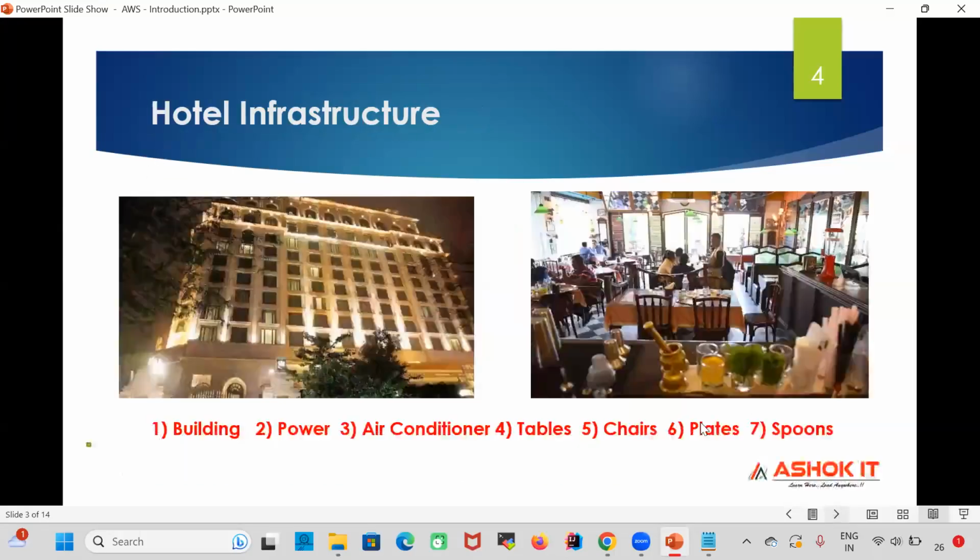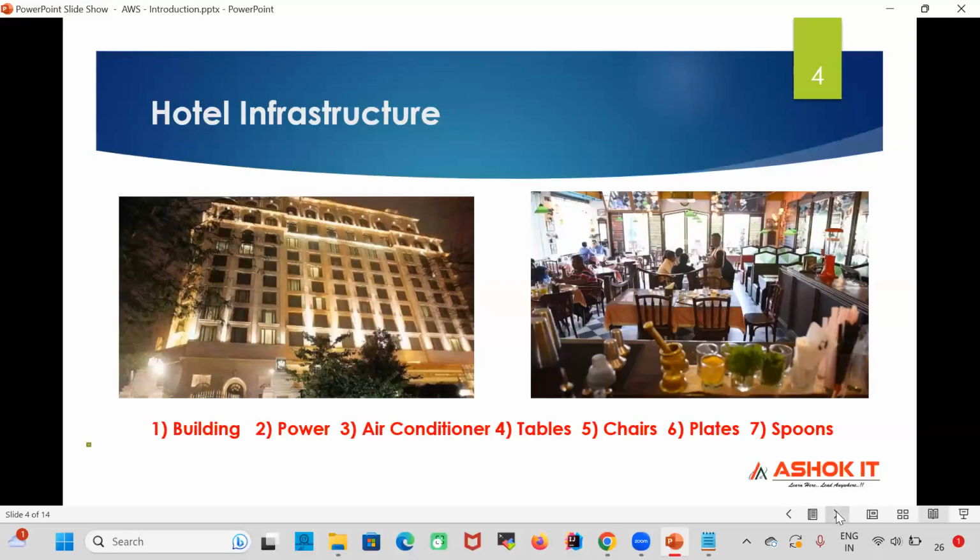Similarly, if I want to run one hotel, for that also we need some infrastructure. We need a building, we need power, air conditioner, tables, chairs, plates, spoons, like this. A lot of material is required. A lot of infrastructure is required in order to run a hotel business. To run the school business, some set of infrastructure is required. To run one hotel business, some set of infrastructure is required.